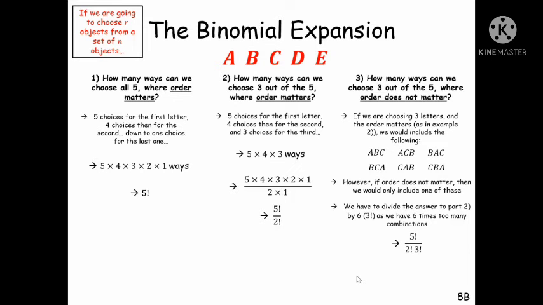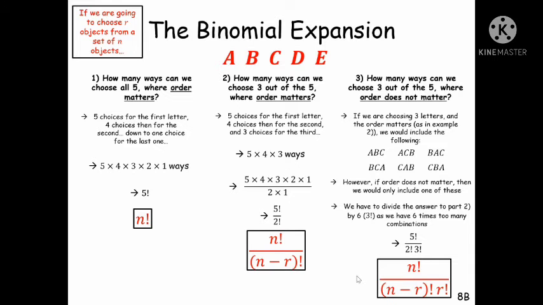If we are going to choose r objects from a set of n objects, then we have n factorial for number 1, number 2 would be n factorial over (n minus r) factorial, and number 3 is n factorial over (n minus r) factorial times r factorial.